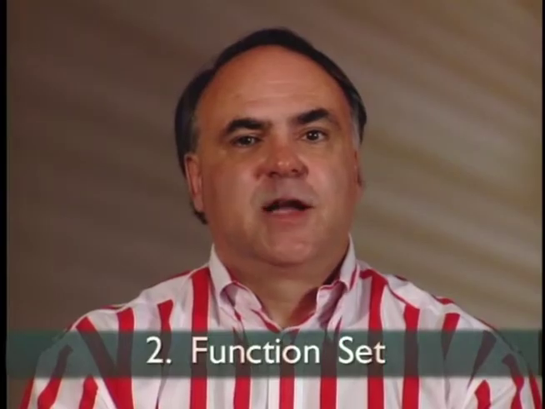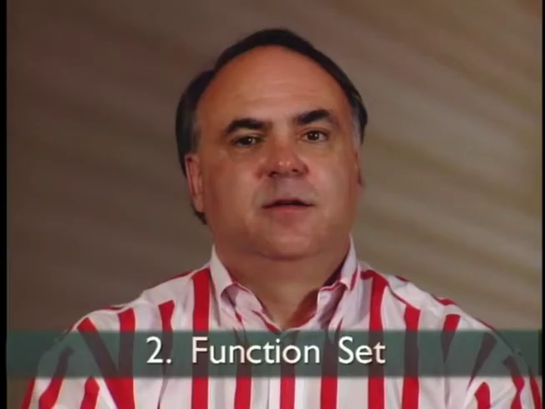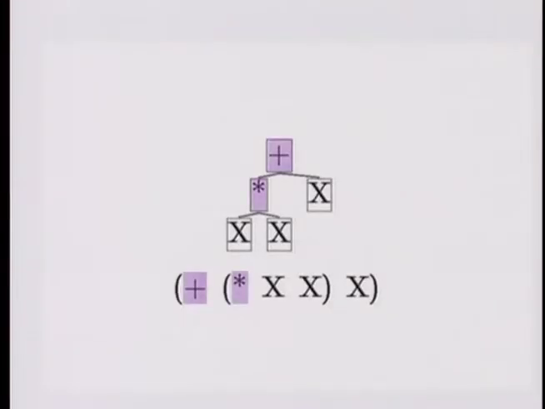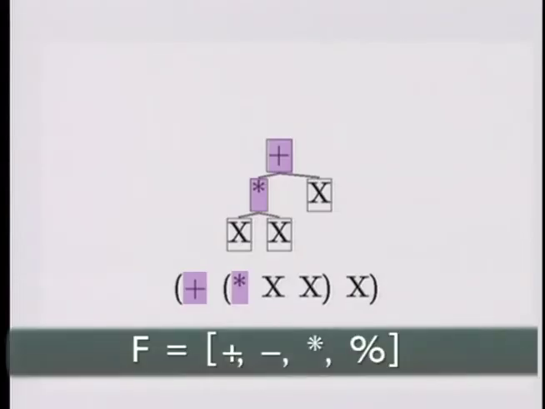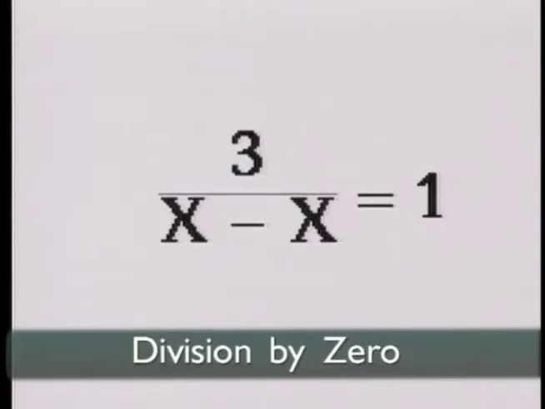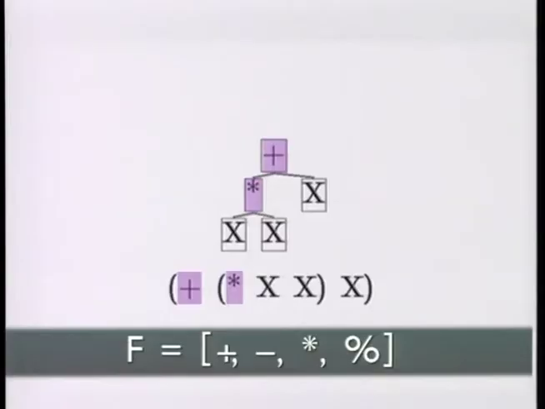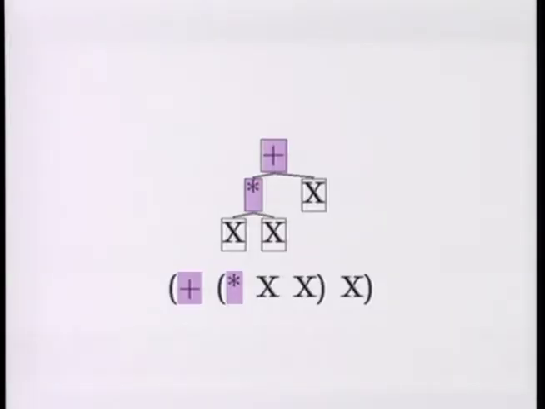The second major step is to identify the function set. For the problem of symbolic regression, the function set might be the arithmetic operations of addition, subtraction, multiplication, and division. Closure is assured by using a protected version of the division function, which handles the possibility of division by zero. The individual computer programs in the population will each be compositions of the functions from the function set and the terminals from the terminal set.